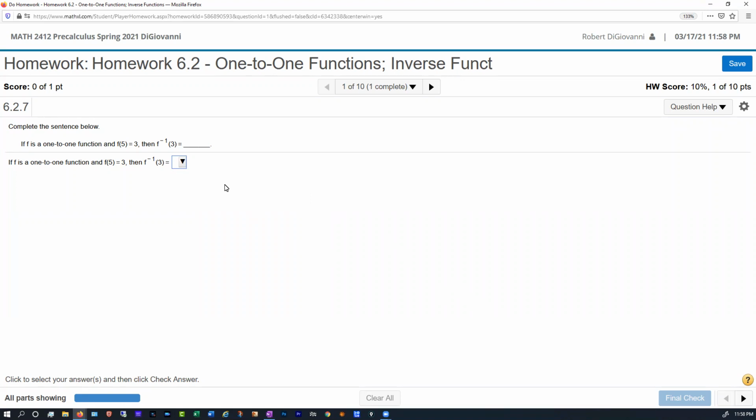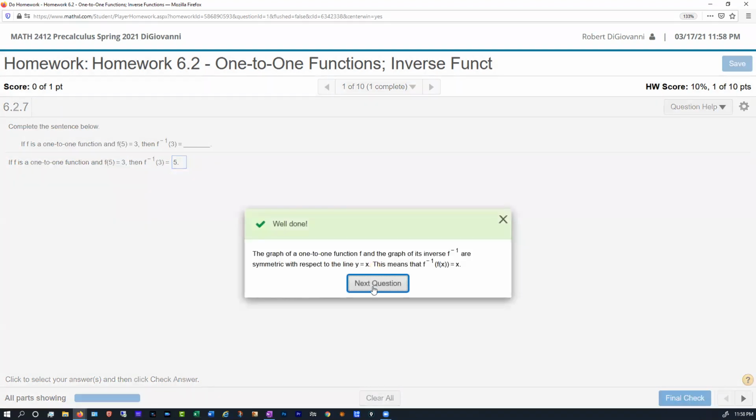All right, if f is a one-to-one function and f of 5 equals 3, then f inverse of 3 equals what? If the function f takes the number 5 and spits out 3, then when the inverse function takes in 3, it should spit back 5. Pretty sure you're okay with that.